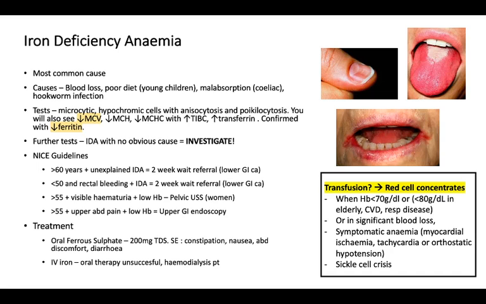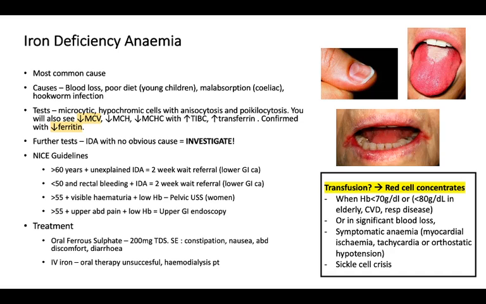If you get a patient, a lady who's above 55 years of age, has visible hematuria, low hemoglobin, then you want to send them for a pelvic ultrasound. If your patient is above the age of 55, is presenting with upper abdominal pain and a low hemoglobin, then you want to send them for upper GI endoscopy, and you're trying to see if they have an ulcer that's bleeding, or do they have some sort of malignancy. So you just definitely want to rule that out.